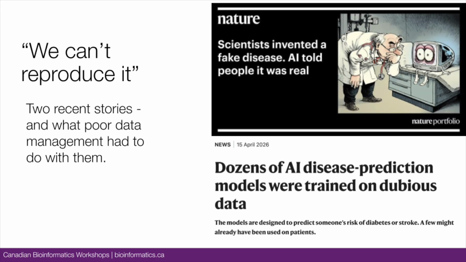Well, there's a real reproducibility crisis where we just cannot reproduce data. It's really easy. You can search for "crisis of reproducibility" and you'll get a bunch of hits. I picked two because they're relatively recent stories.